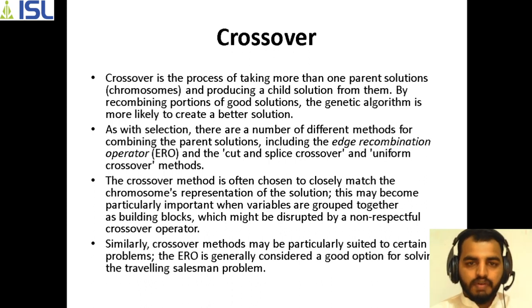Crossover is a process of taking more than one parent solution or chromosomes and producing a child solution from them. By recombining proportions of good solutions, the genetic algorithm is more likely to create a better solution. Now what do you mean by this?